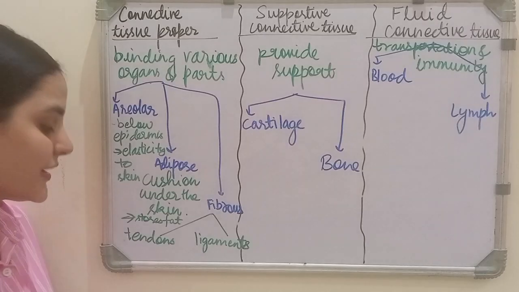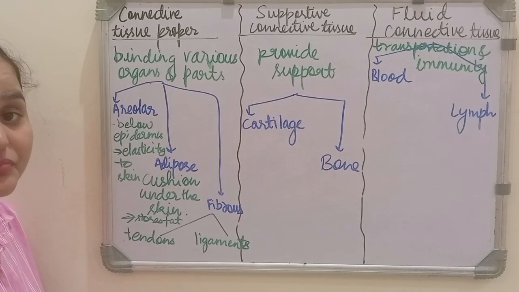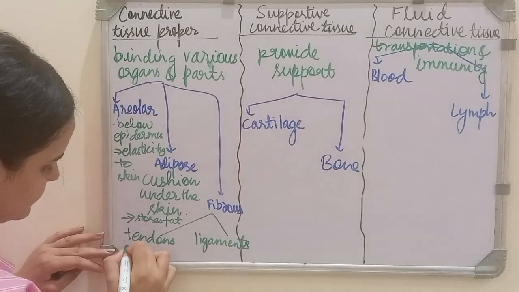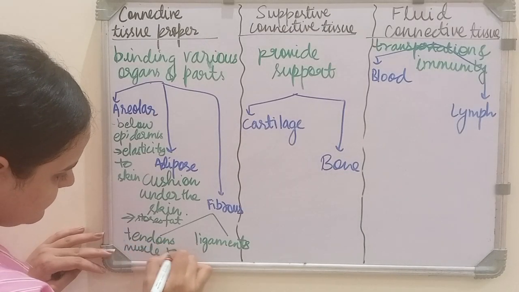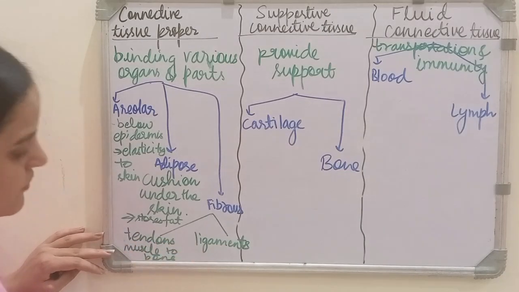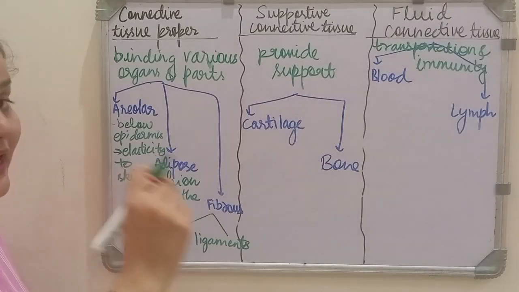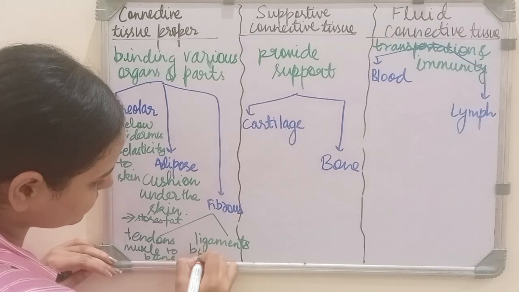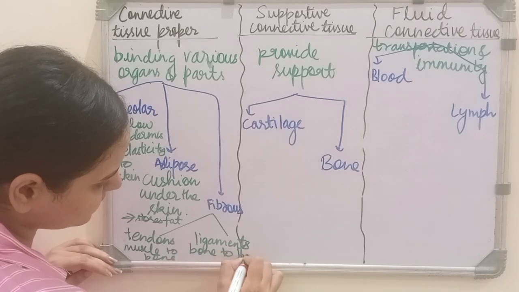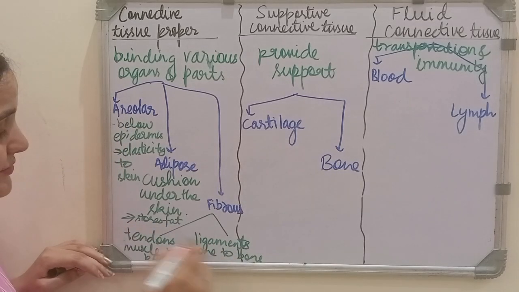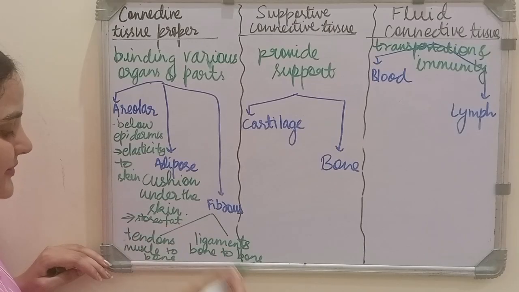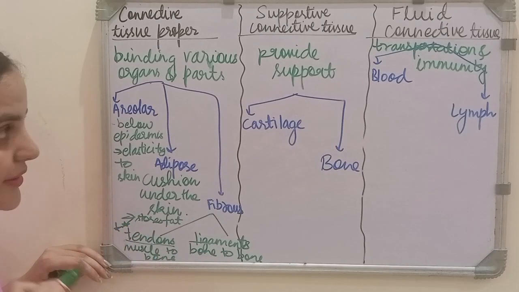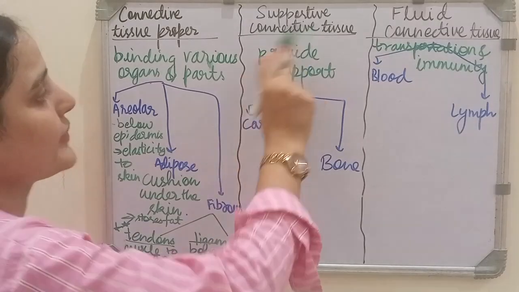Tendons connect muscle to bone, while in case of ligament it connects one bone to another bone. Please remember, it is very frequently asked in exams about tendons and ligaments. This is very important.